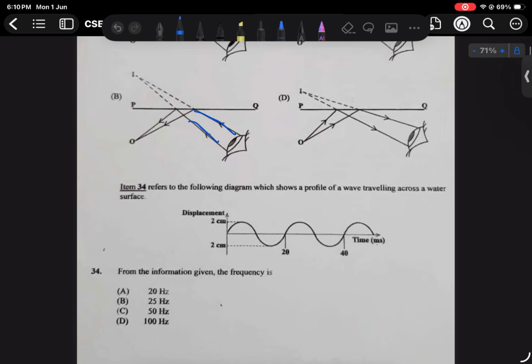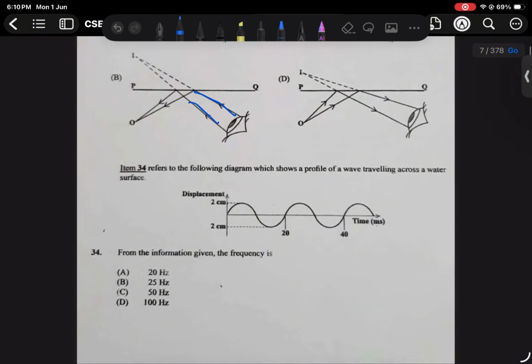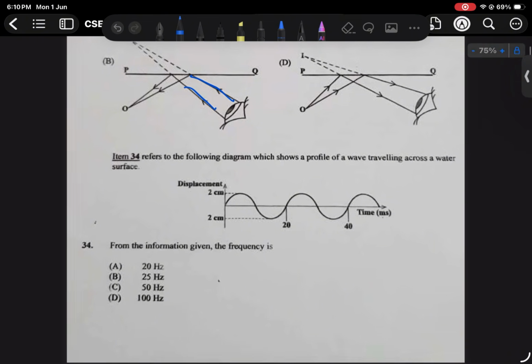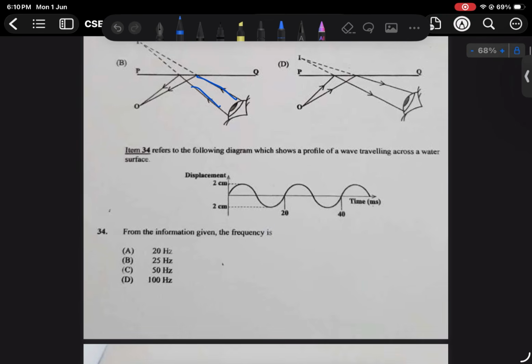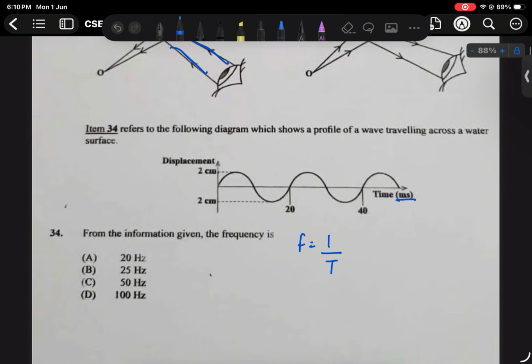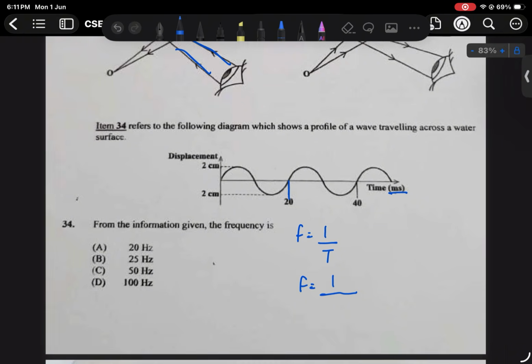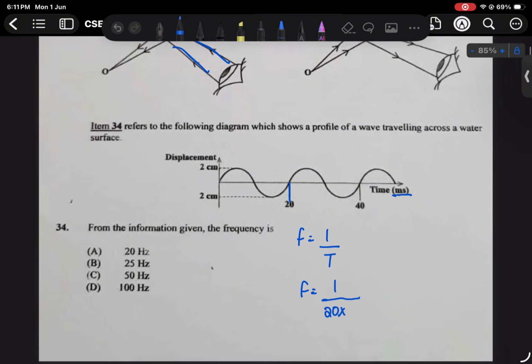Refer to the following diagram which shows a profile of a wave traveling across a water surface. Water waves are transverse waves. From the information given, frequency is equal to 1 over time. We know this is in milliseconds, so frequency is equal to 1 over one wavelength. So 20 multiplied by 10 to the minus 3 seconds. And when you work that out, we get 50 hertz.